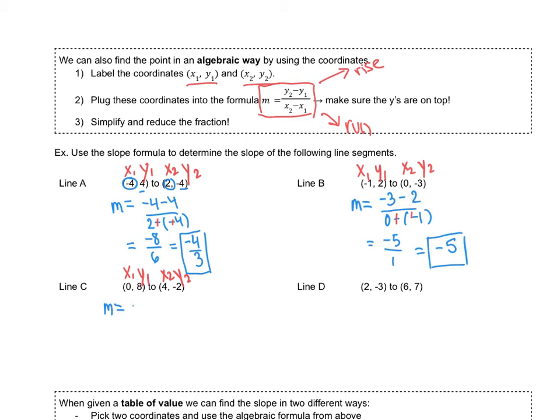So y2 subtract y1, which is 8, x2, 4, subtract x1, 0. Clean up. Careful here, don't do 2 minus 8. Make sure you did negative 2 minus 8, which is negative 10, and 4 minus 0 is 4. Both of these numbers can be divided by 2, so we get negative 5 over 2.